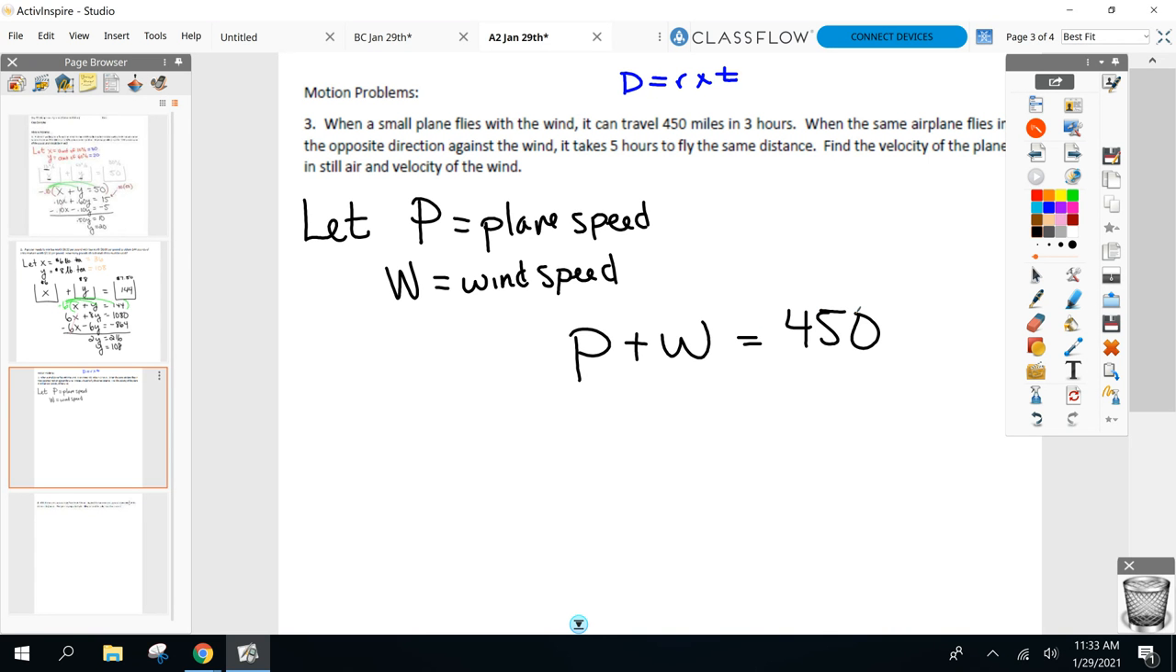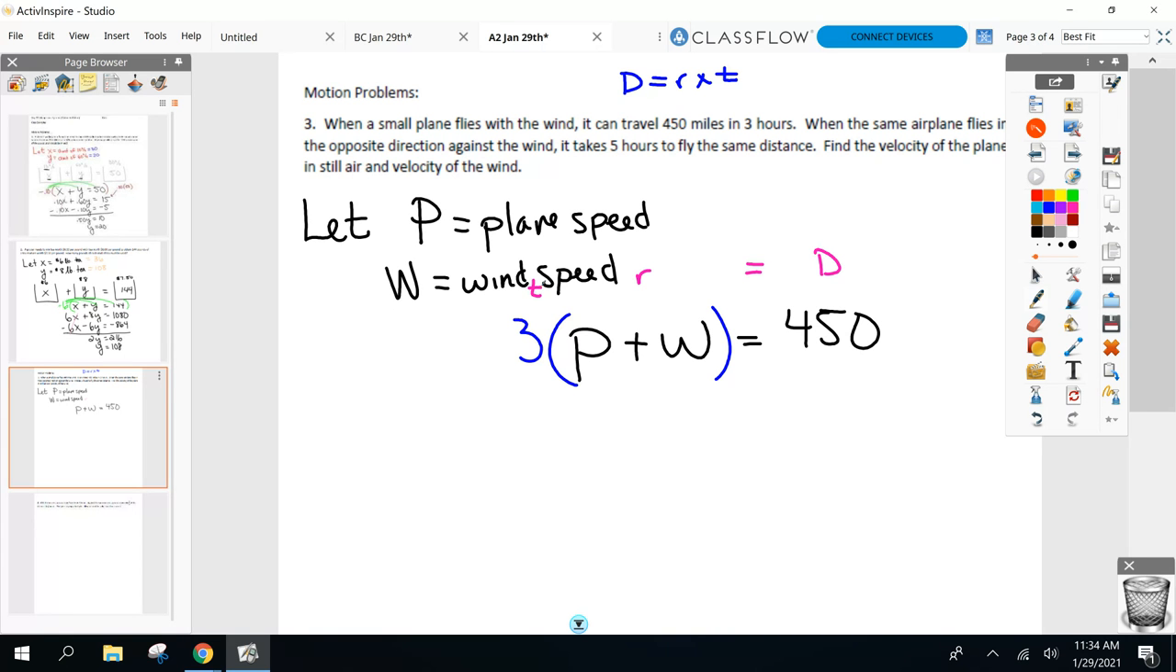Now, how do I incorporate the 3? I take however long it takes, in this case 3 hours, and I multiply the plane and the wind speed by that. So just to show you, distance, 450, equals rate, P plus W, times time, 3. That's where that D equals R times T comes from.